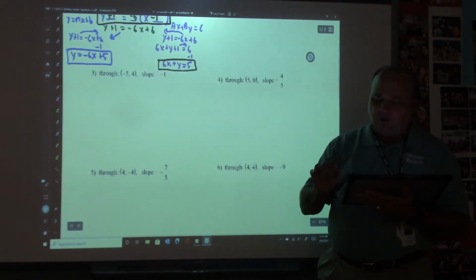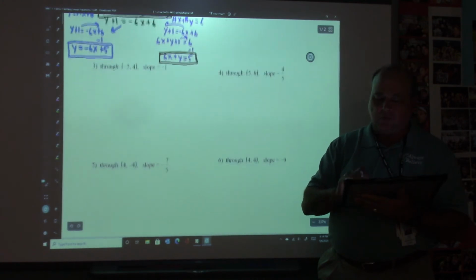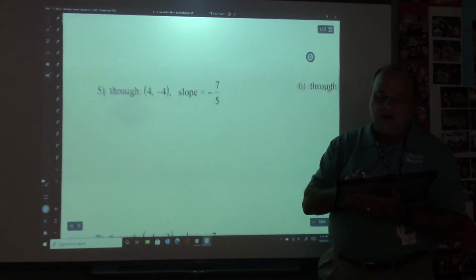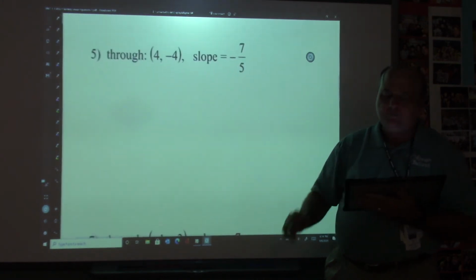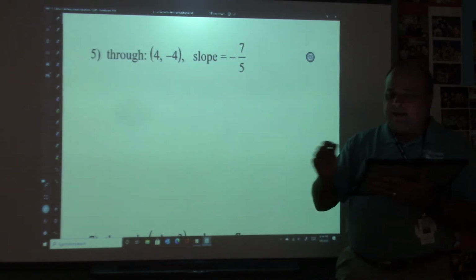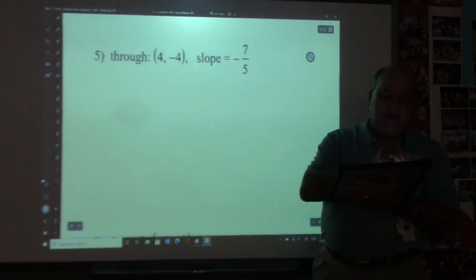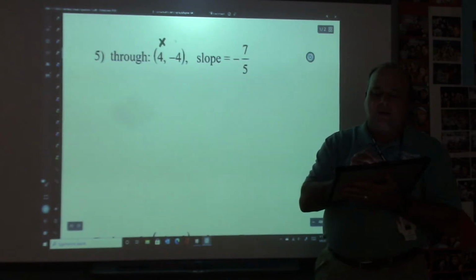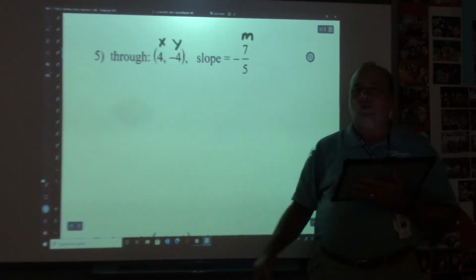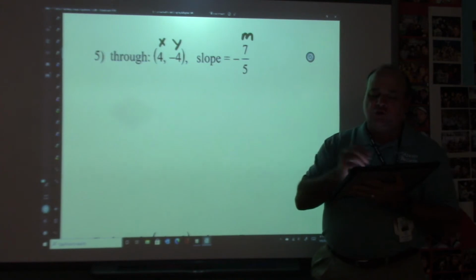Okay, are there any fractional slopes? Let's do a fractional slope. So let's go down to number 5. Hey, y'all got this. You're going to be fine. I got your back, okay? Above this, write down X, Y, and M. That's important to do.